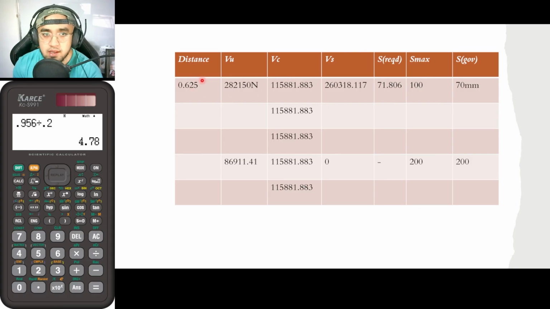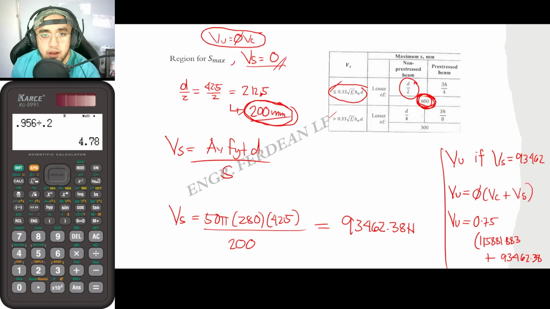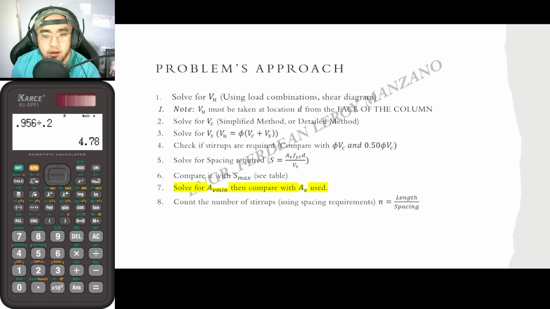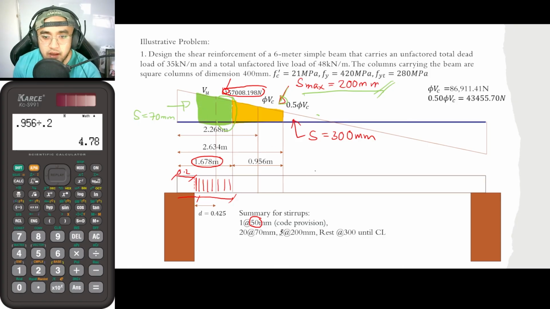So what we solved is the first one only. So at a distance 0.625, meaning that this is VU at D. We solve for a VC of 1158881.83. Then from that, we have solved for a VS, which is 260. Then from this one, we have solved for the S required. Then the S max. Then we have chosen what the value of 70 mm is. Then instead of extending, just like what we did earlier, where we only extended it up to this portion, as you can see, we just have extended it here.